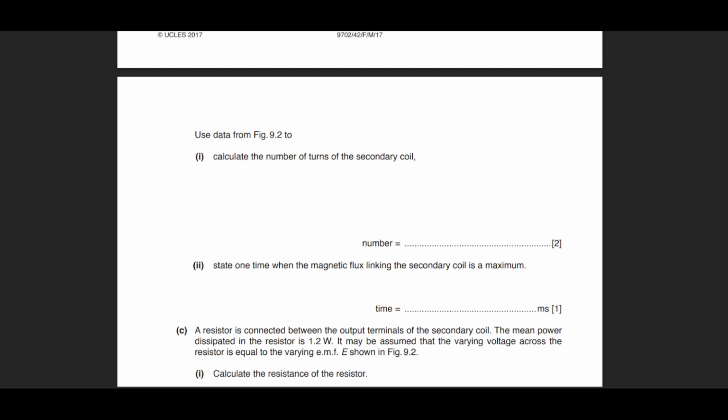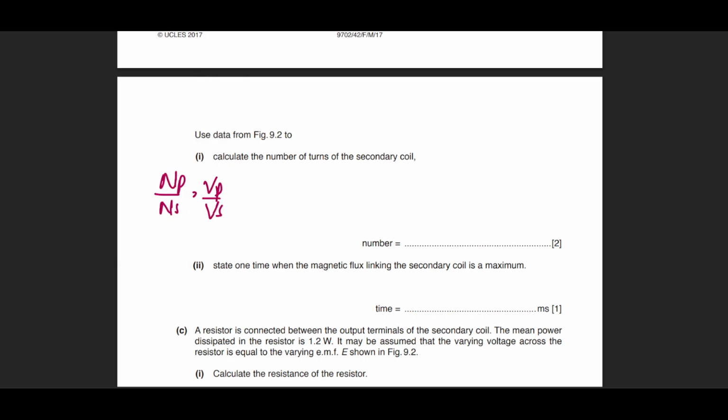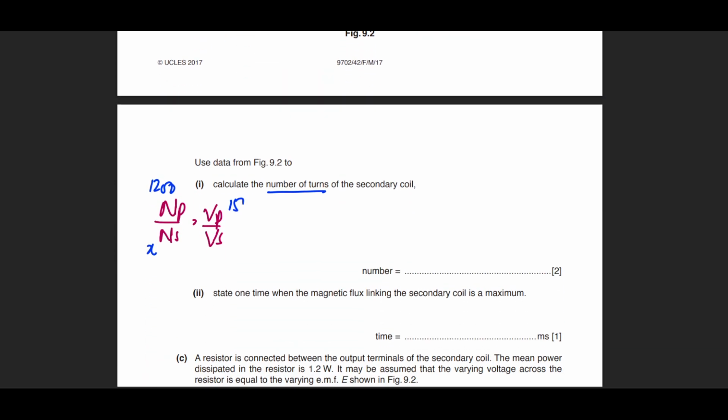Very simply put, what we can do here is use the formula NP over NS equals VP over VS, right? The number of primary turns is given in the question as 1200. The number of secondary turns is what we have to find out. The primary voltage at peak value was given to us as 150, and the secondary peak value is 52.